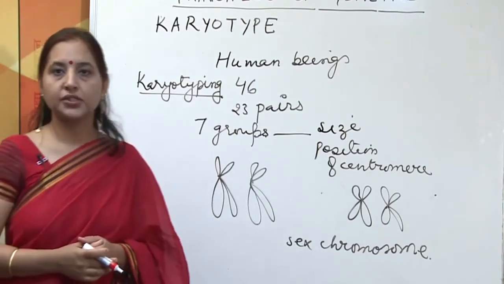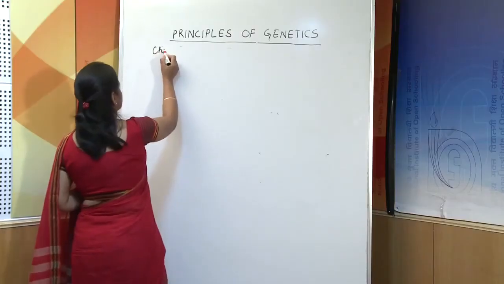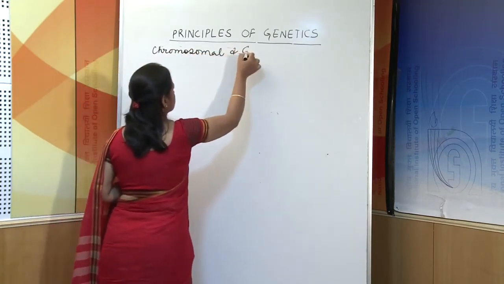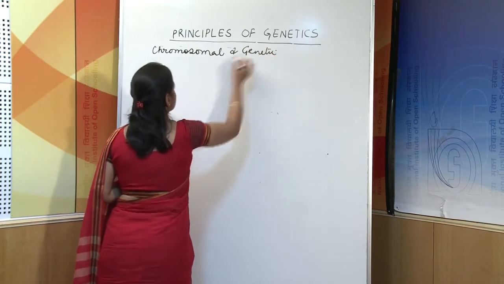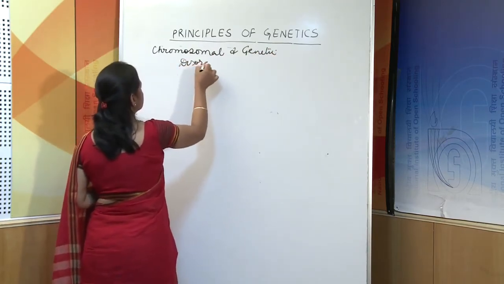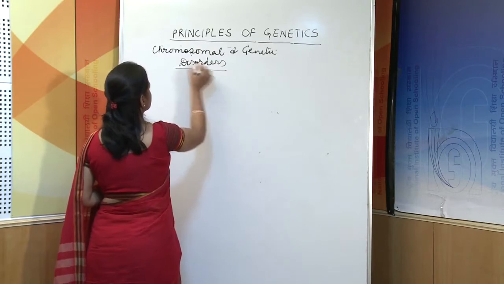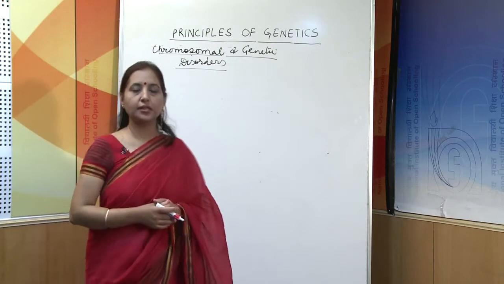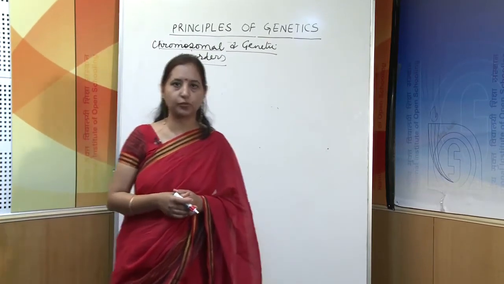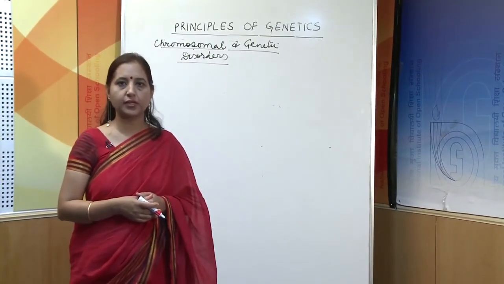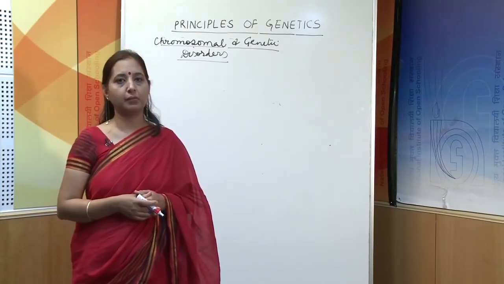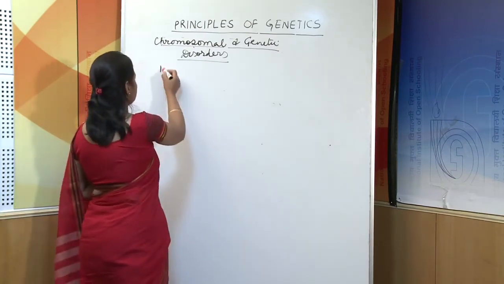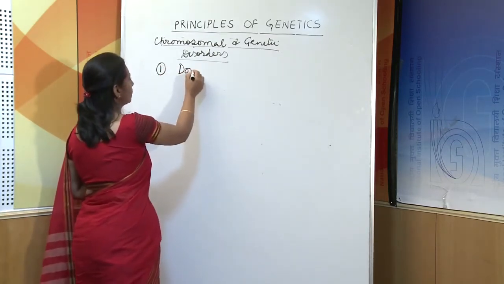Next topic is genetic disorders. If there is any change in the number of chromosomes or the structure of chromosomes, it leads to various genetic disorders, and they are many in number in human beings. Some of them we are going to study today. The first disorder is Down syndrome.